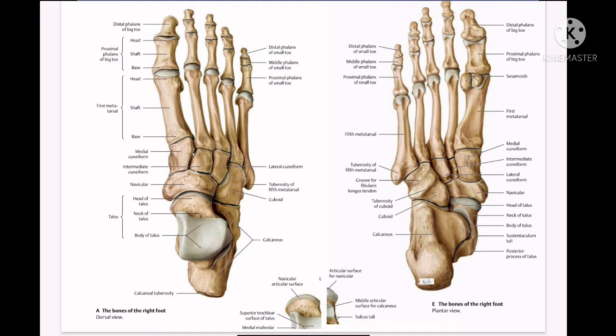In this session, we will talk about the talus. Talus in Latin means the ankle bone. Let me first show you the outline of the talus. First in dorsal view. This is the outline of the talus in the dorsal view.